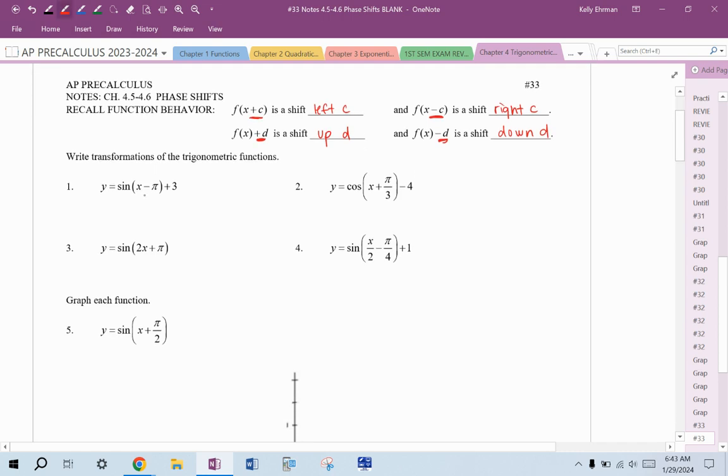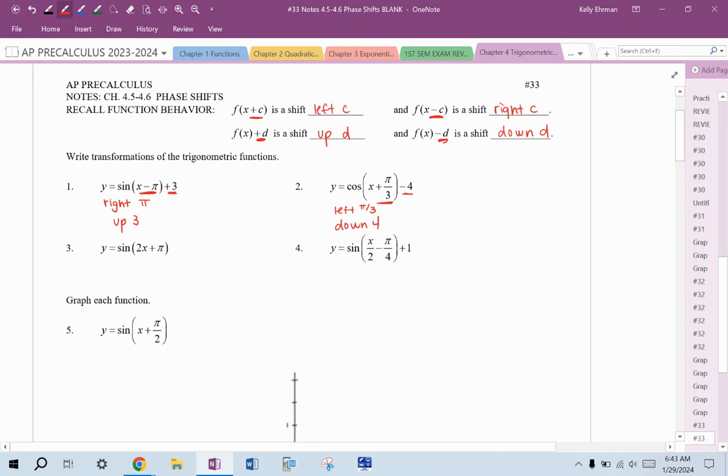So if we just look at sine of x minus pi, the fact that this is in parentheses means that that's a horizontal or a phase shift to the right pi units, and then the plus 3 is up 3. And I'm looking at cosine of x plus pi over 3, so that's to the left pi over 3 units. The minus 4 is down 4.